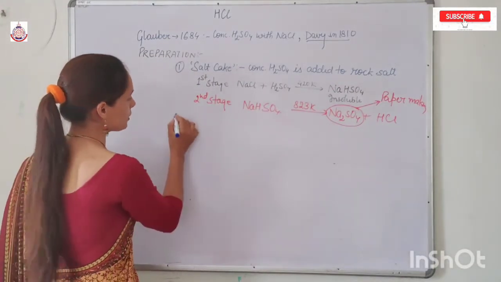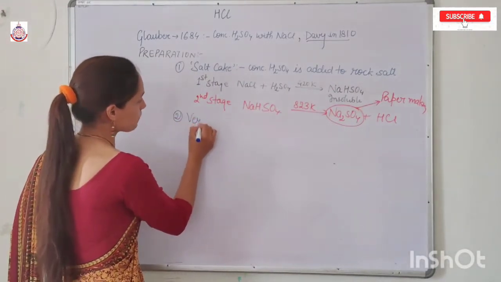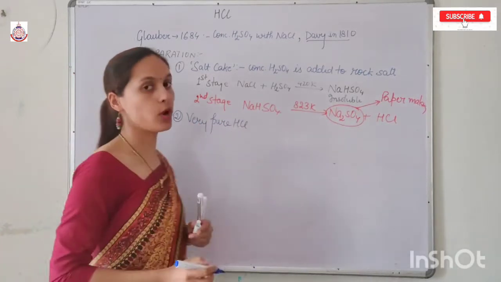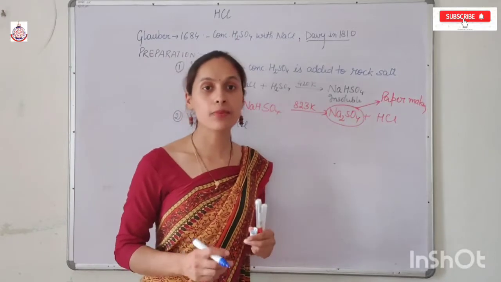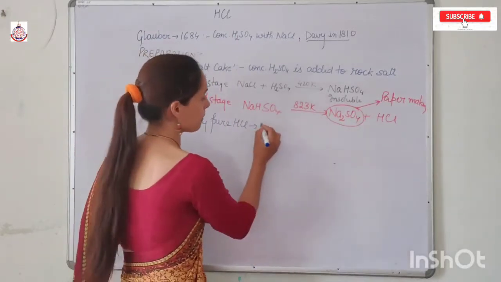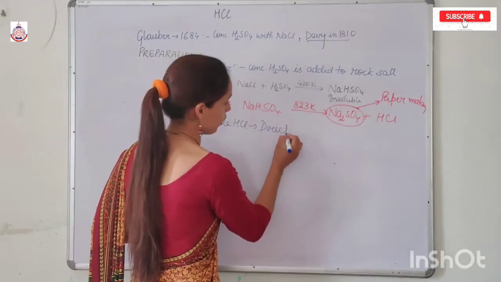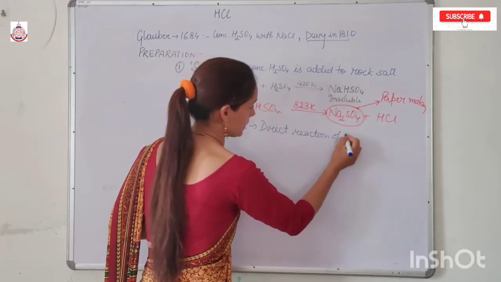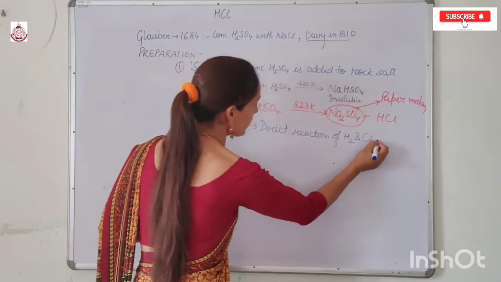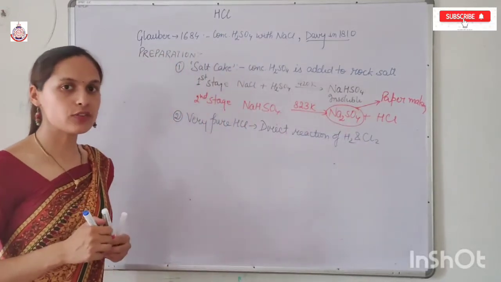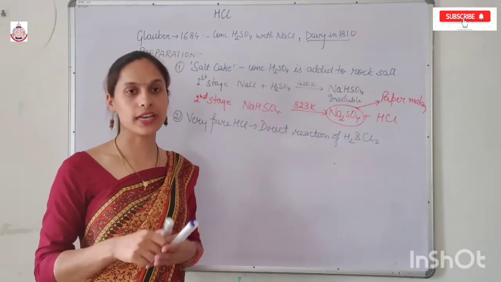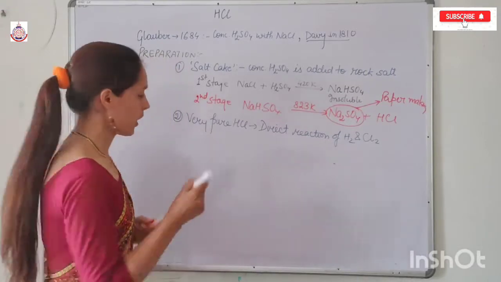Now, if we talk about the second method, for very pure HCl: if we want very pure HCl, then very pure HCl is obtained by the direct reaction of H2 and Cl2. So we get very pure HCl when H2 and Cl2 directly react with each other.